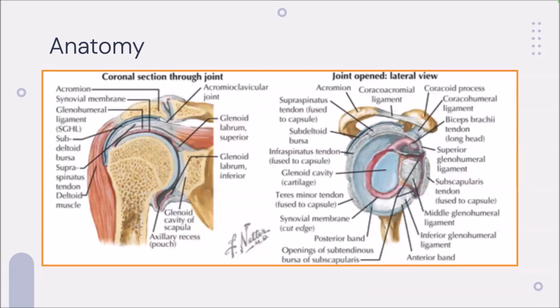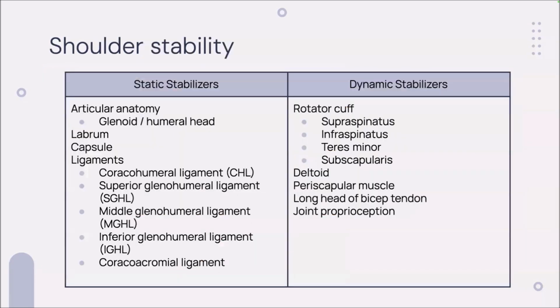And this is the anatomy inside the joint. Shoulder stability comprises two main categories, static stabilizer and dynamic stabilizer. The static stability comes from the bones and the ligaments, whereas the dynamic stability comes from the muscles used in shoulder motion. These are the listed stabilizers.